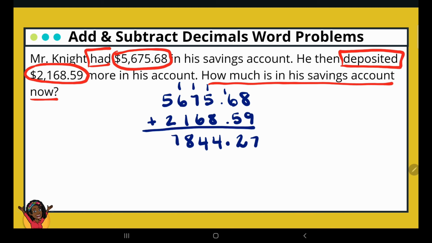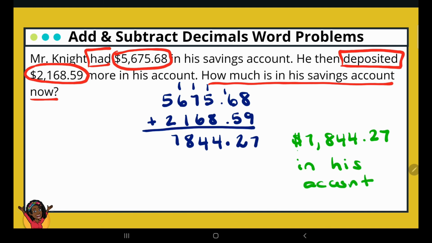So here we're talking about money. So when I represent my final answer, I want to ensure that I put my dollar sign in. So how much money is in his savings account now? So here we can say that Mr. Knight has $7,844.27 in his account. Okay.